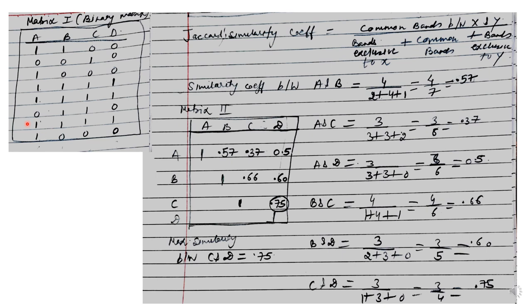Now the bands which are exclusive to cultivar A: there are 2 bands. So how do we calculate them? You see that the last band is present only in A while it is absent in B, because in B you can see it is 0.